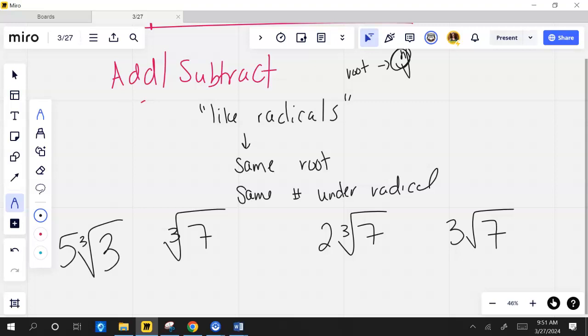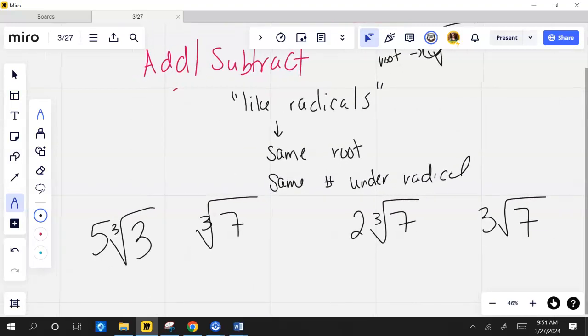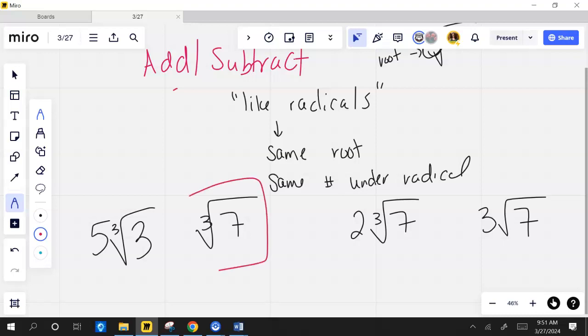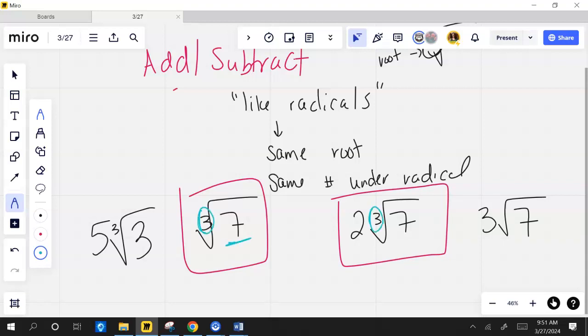Which ones of those are like radicals? The second and fourth person? Second and third. This one and this one are like radicals. The others are not, because I'm looking for two things. I'm looking for the root and the number under the radical. When those are the same, that's what makes them like radicals, okay? And those are the ones that I can combine.